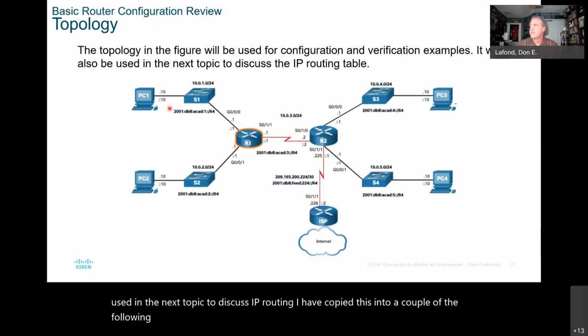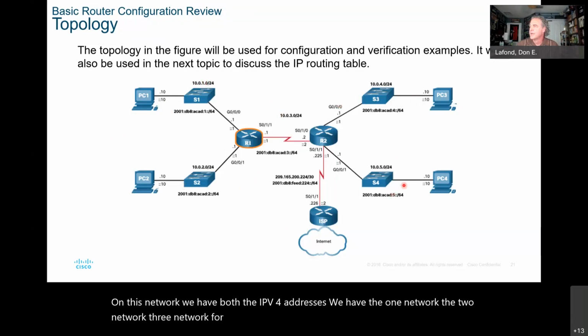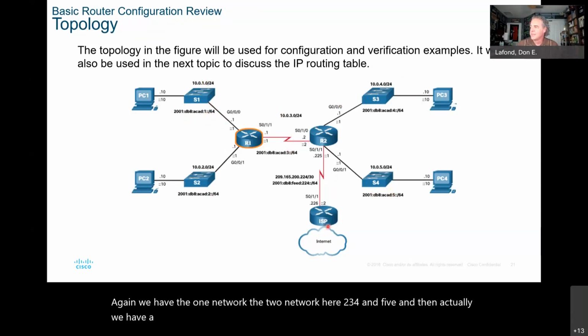But what we have is 5 networks. On this topology, we have both the IPv4 addresses: the 1 network, the 2 network, 3 network, 4 network, and 5 network. We also have the IPv6 networks. Again, we have the 1 network, the 2 network here, 2, 3, 4, and 5. And then actually we have a 6th network here as well, going out to the ISP. Okay, so not too difficult.